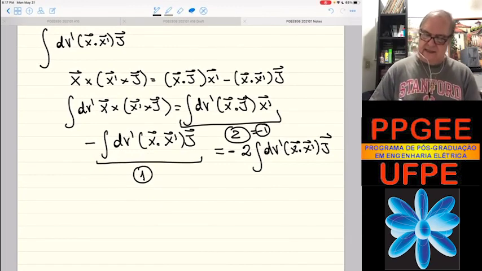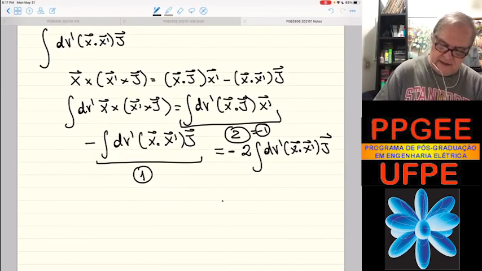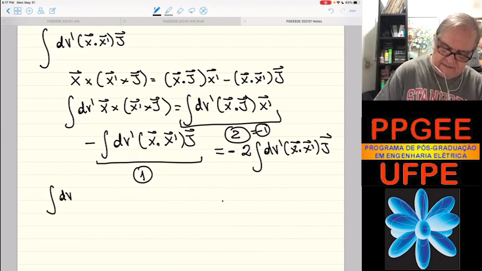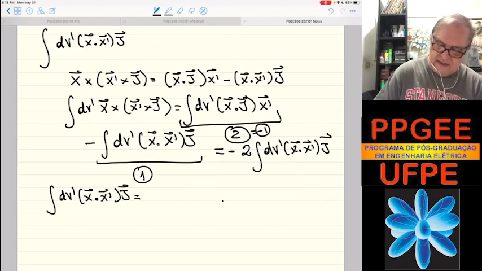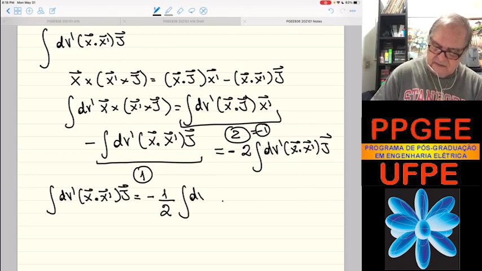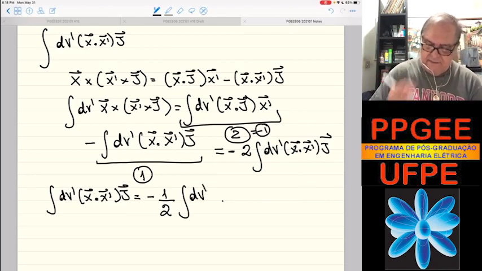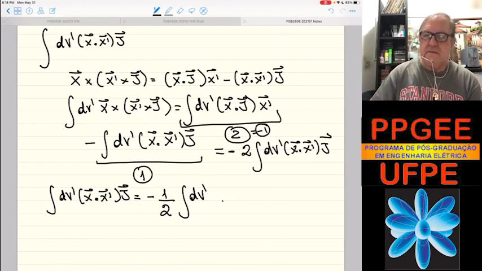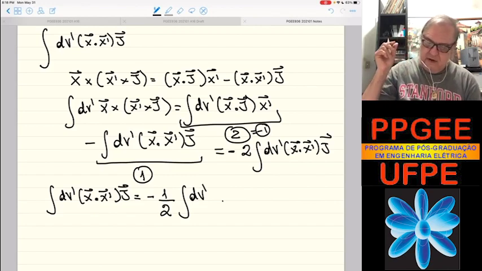So it means that the integral that appears here, the integral of dv prime x prime j equals minus half of the integral of, what is it? I hope it's right.